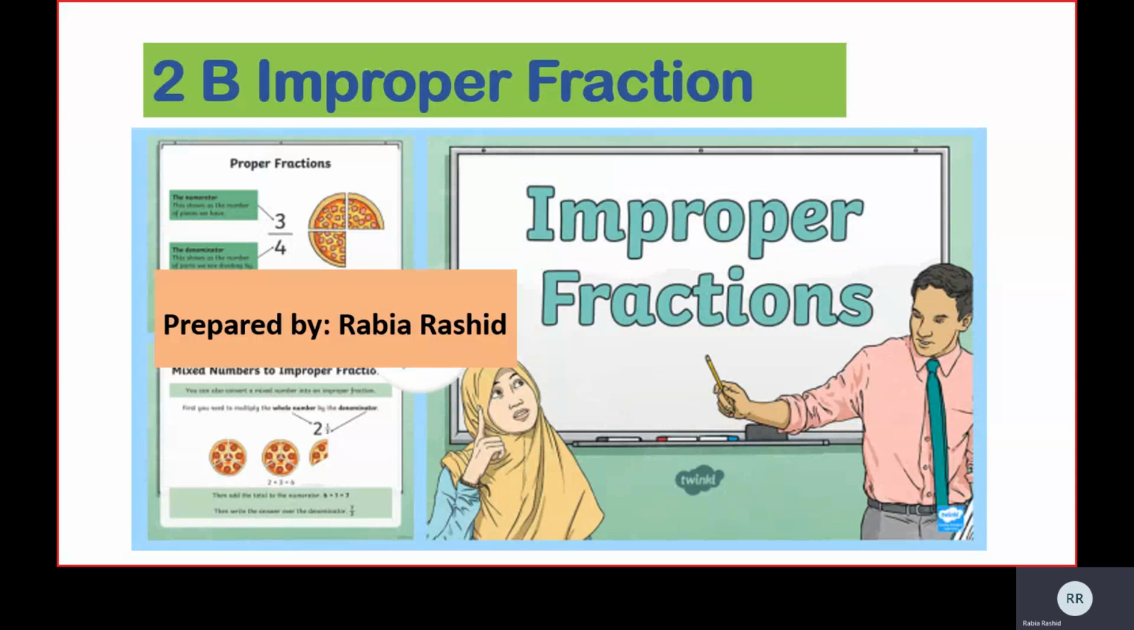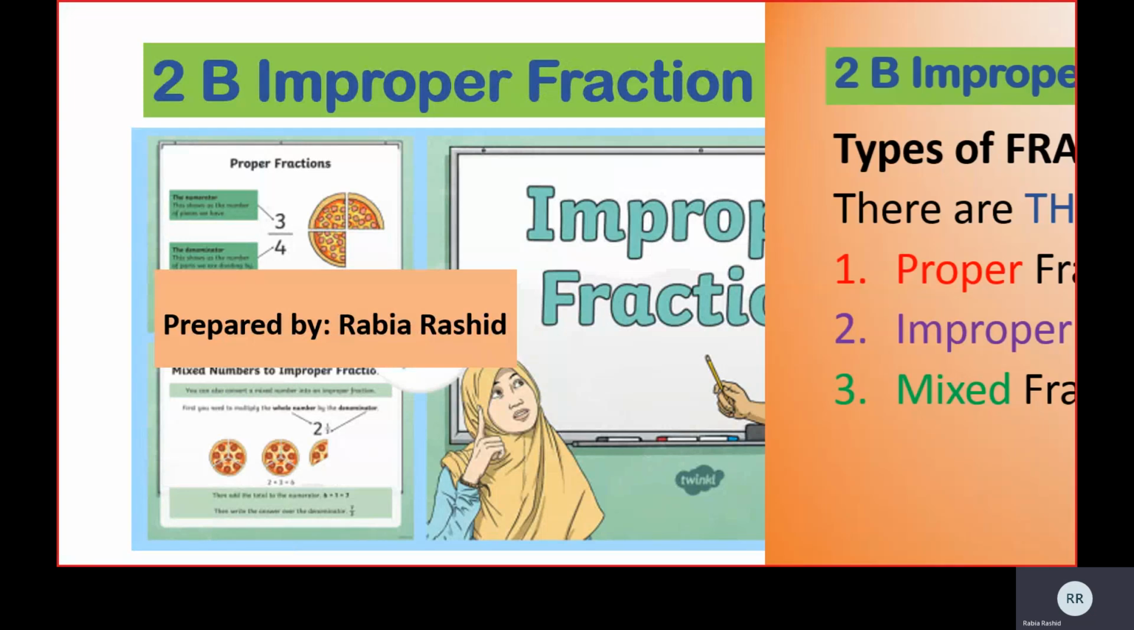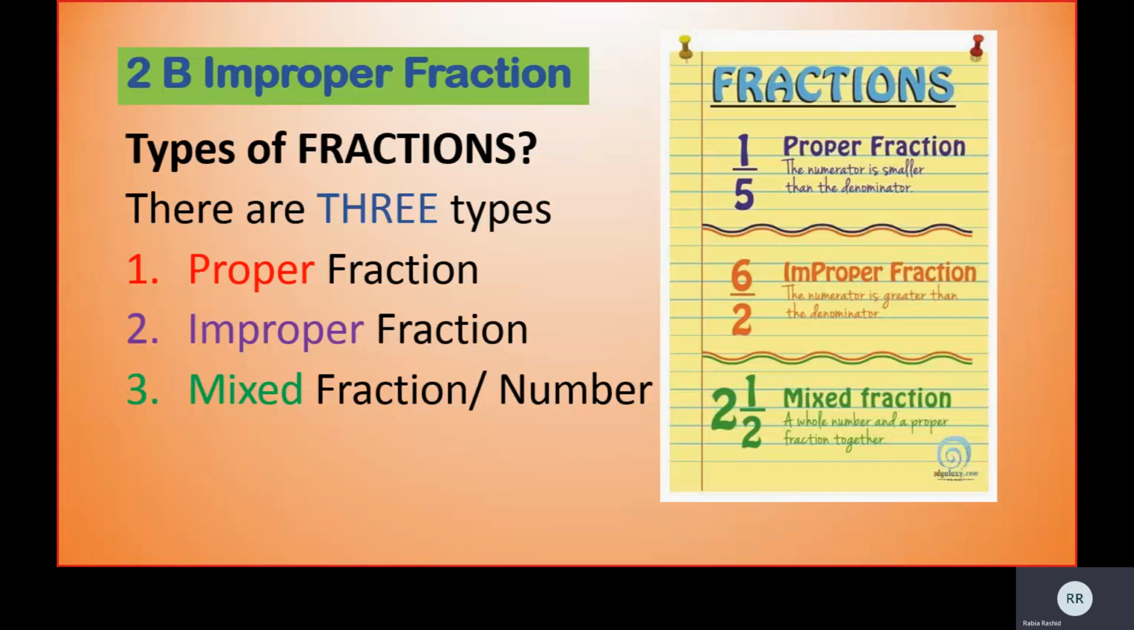First of all, I want to discuss that there are three types of fractions: proper fractions, improper fractions, and mixed fractions. You can see in the picture, proper fractions are where the numerator is smaller than the denominator. The numerator, the top number, is smaller than the bottom number. In the improper fraction, it is opposite. The numerator is greater than the denominator. The number on the top is greater than the number in the bottom. Then the last type is mixed fraction or mixed number. This I will explain to you later.